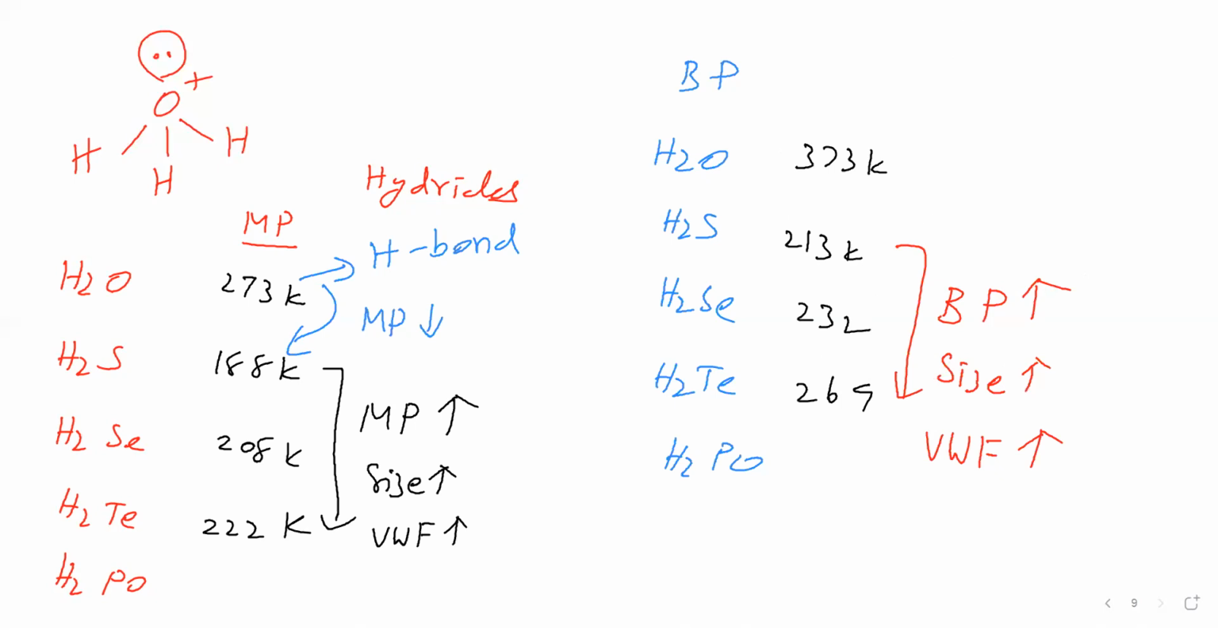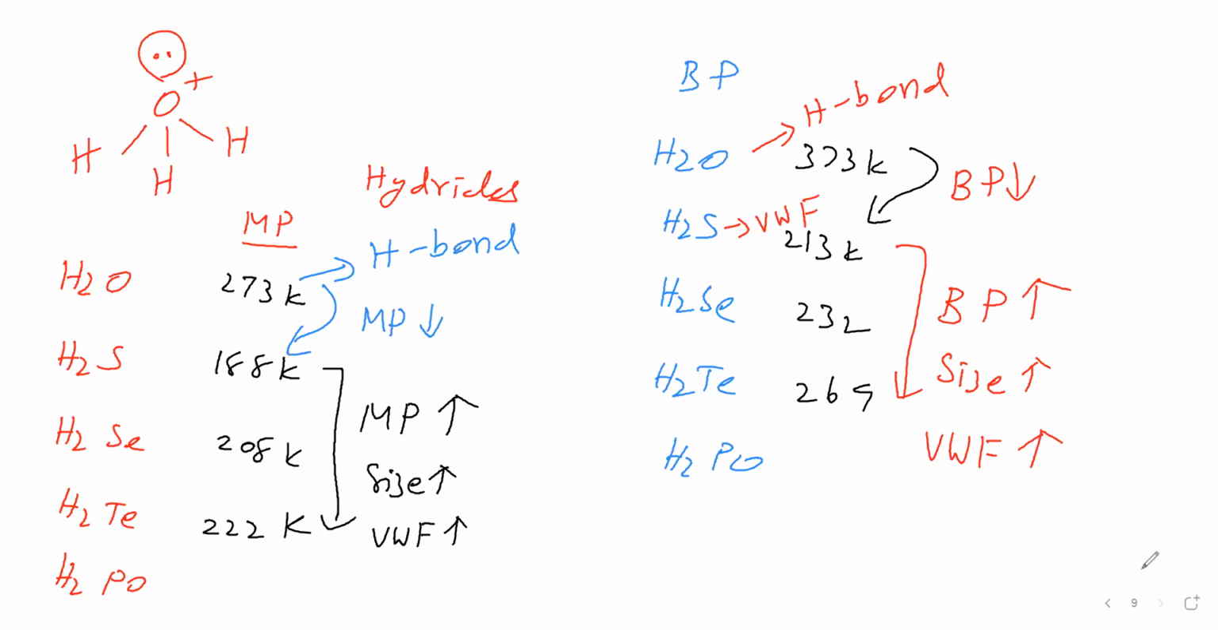From water to H2S, what happens? That we'll see. Boiling point of water is high, H2S is low. Boiling point decreases from water to H2S because here hydrogen bond is there, and here van der Waals force is there. Due to hydrogen bond, it has a high boiling point. In this group, out of H2O, H2S, H2Se, H2Te, water has the highest boiling point. And the melting point, if you see, water has the highest melting point. Next, we will see bond length.